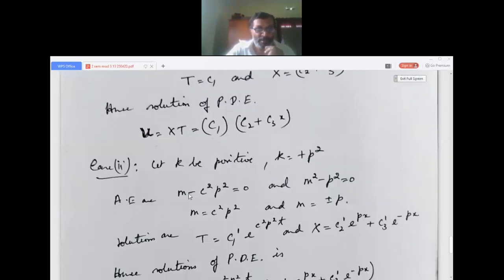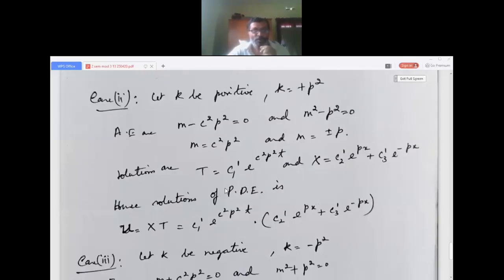Wherever D, I put m. The auxiliary equation is m minus c squared p squared equals 0, and D squared minus p squared, I replace D by m, so m squared minus p squared equals 0. From this, m equals c squared p squared. And m squared equals p squared, or m equals plus or minus square root of p squared, that is plus or minus p. So the solutions will be, first one is T, second one is X.